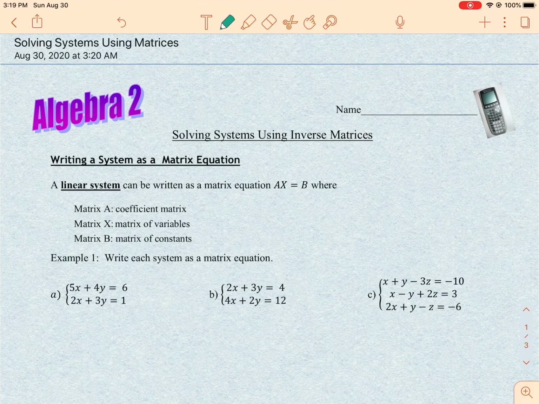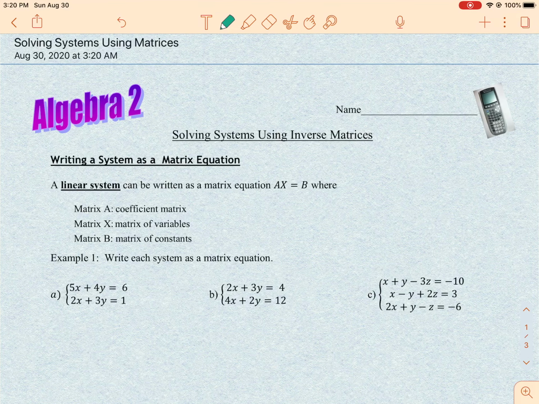So throughout this unit, we solved systems of equations by linear combinations, which is elimination, by substitution, and by graphing. Then we got into this whole idea of matrices and learned that a matrix was a way for us to organize information, data, numbers, that type of stuff. Now we're combining those ideas. We're going to learn how to solve systems using matrices.